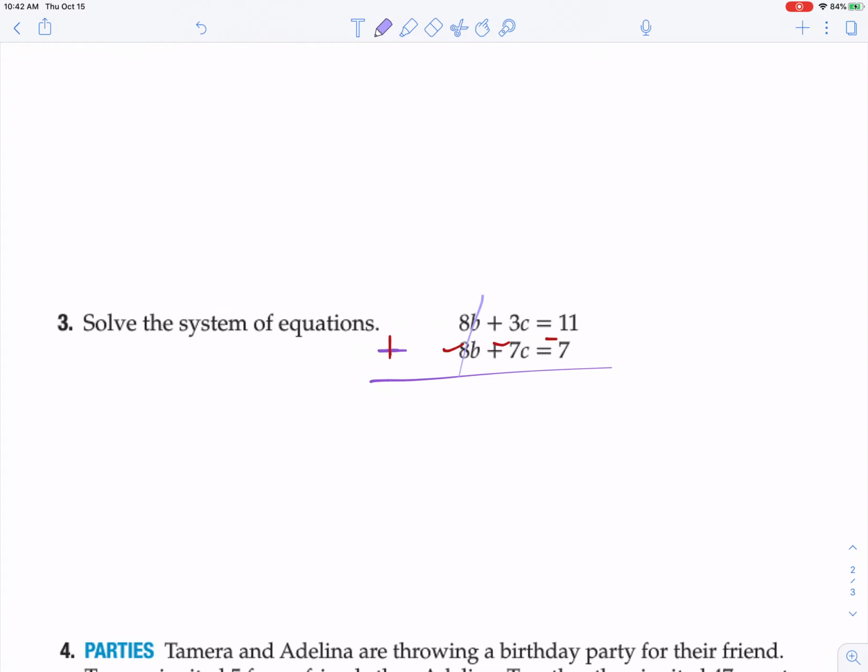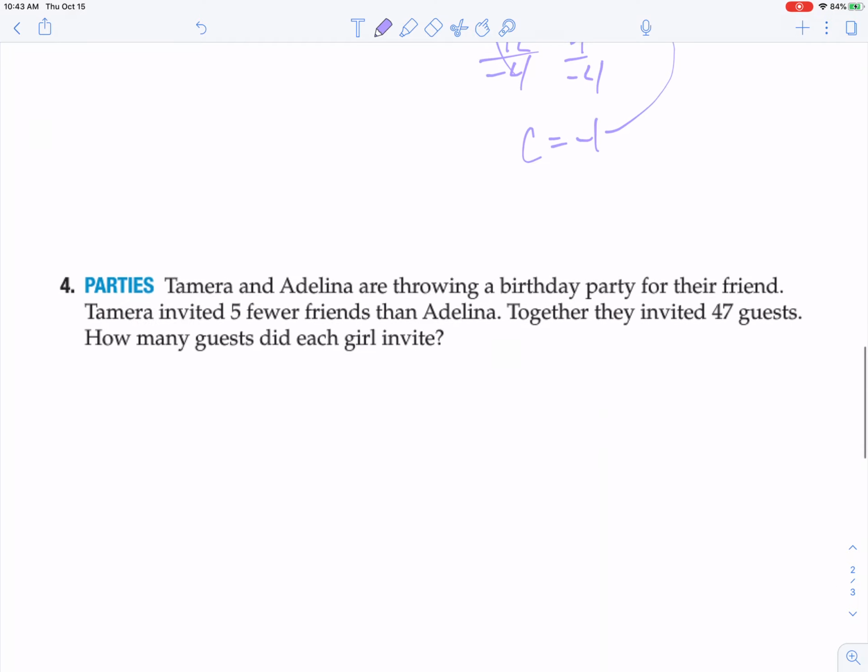So these do cancel. 3c plus a negative 7c is negative 4c. And 11 plus a negative 7 is 4. And I can solve that pretty easy. I think c is going to equal negative 1. And if I plug that back in, again, solve for b, write your answer in alphabetical order, and you should be good to go.